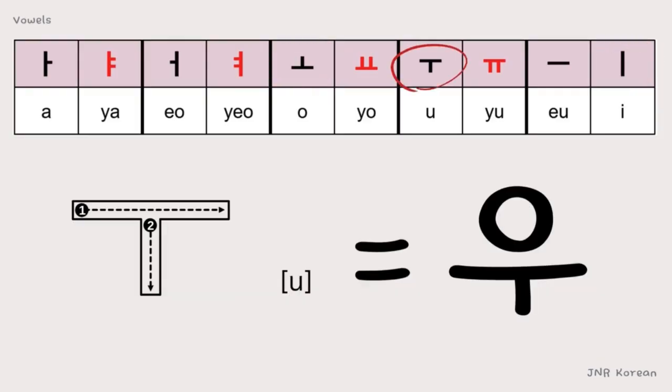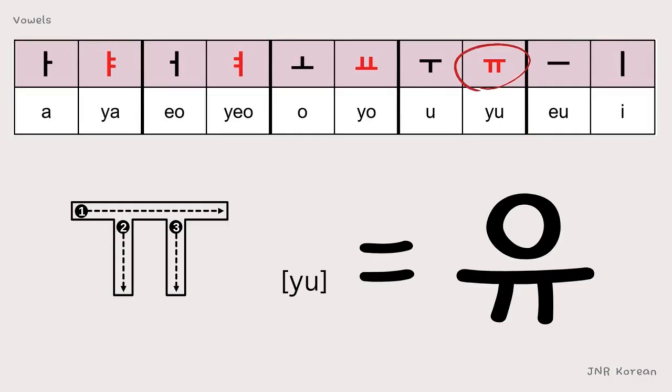For the following two vowels, draw a long line from left to right first, then one or two short lines under the long line. For the seventh vowel, draw a long line from left to right first, then one short line under the long line. It is pronounced oo.